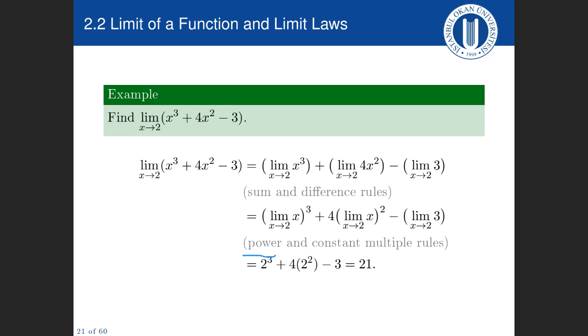Next, I want to use the power rule and the constant multiple rule. The power rule says anytime we have something to the power of a number, we can take that outside of the limit. The limit of x cubed is the same as the limit of x, all cubed. In the second term, again, I'm using the power rule, but I'm also using the constant multiple rule. The constant multiple rule says anytime we have a number, in this case 4, we can just take it outside. So that's 4 times the limit as x tends to 2 of x, all squared. And then the third term I haven't changed.